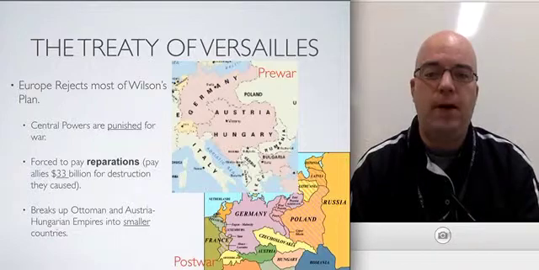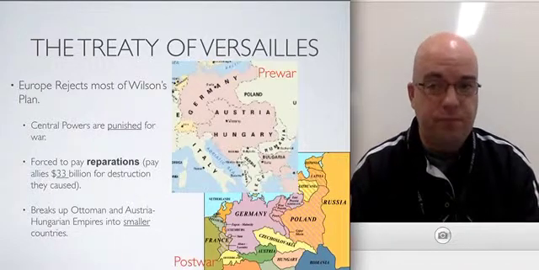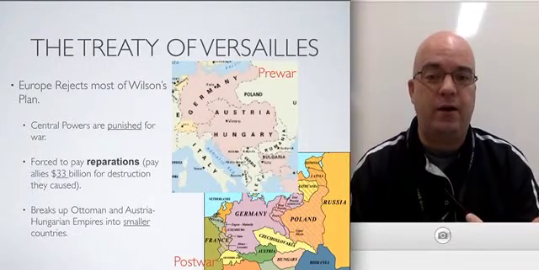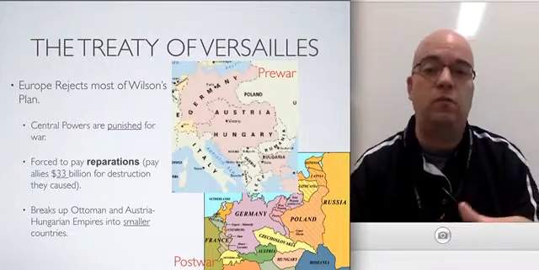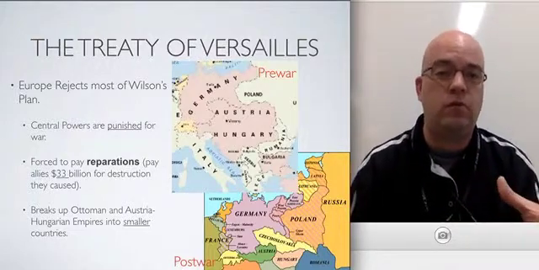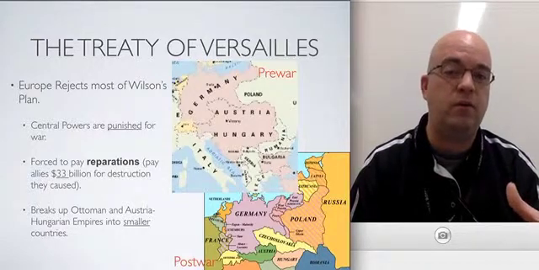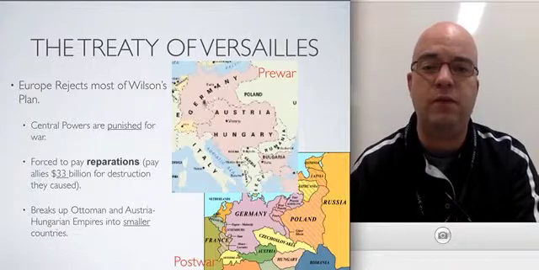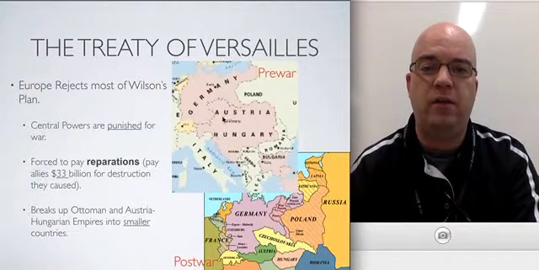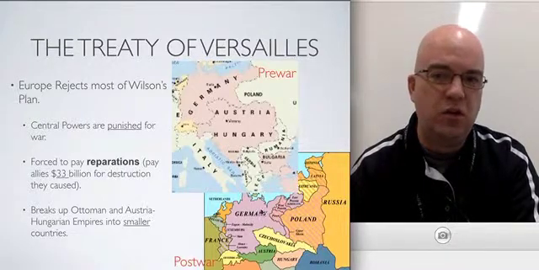The Ottoman Empire, which is basically modern-day Turkey, and the Austro-Hungarian Empire are kind of broken up into smaller countries, which was something that Wilson was agreeable to, and some of the Allies were agreeable to do that with the Central Powers too. So we can see here, before World War I, here is the area of Germany. Here's the Austro-Hungarian Empire, and you can see after the war, Germany kind of shrinks here a little bit.